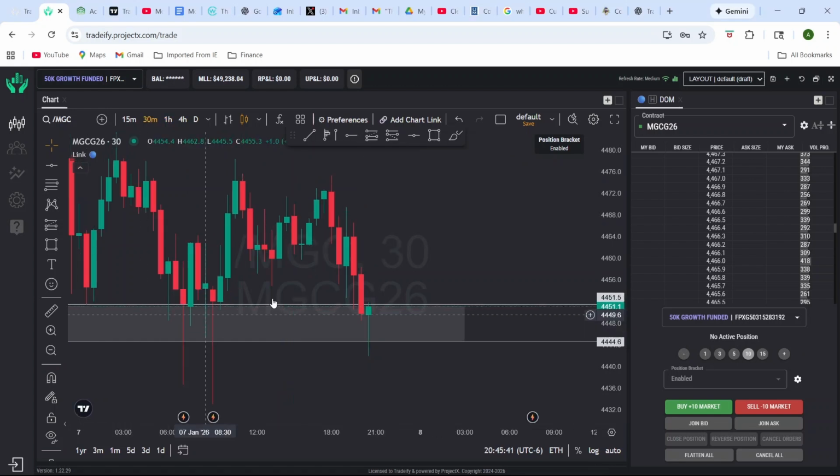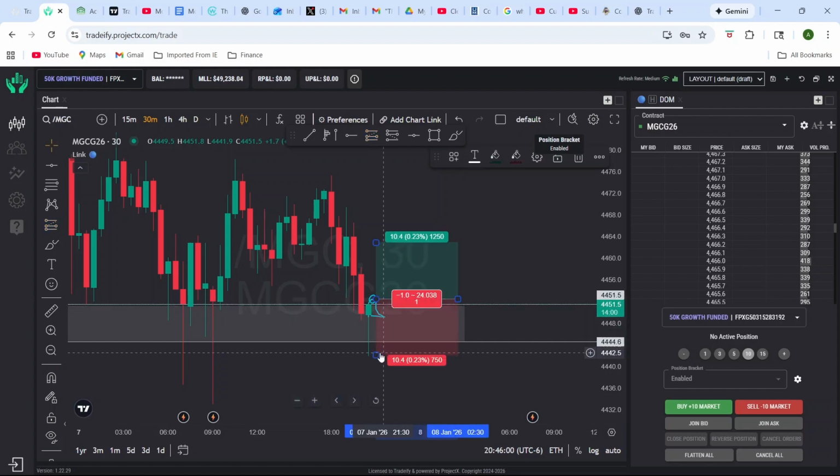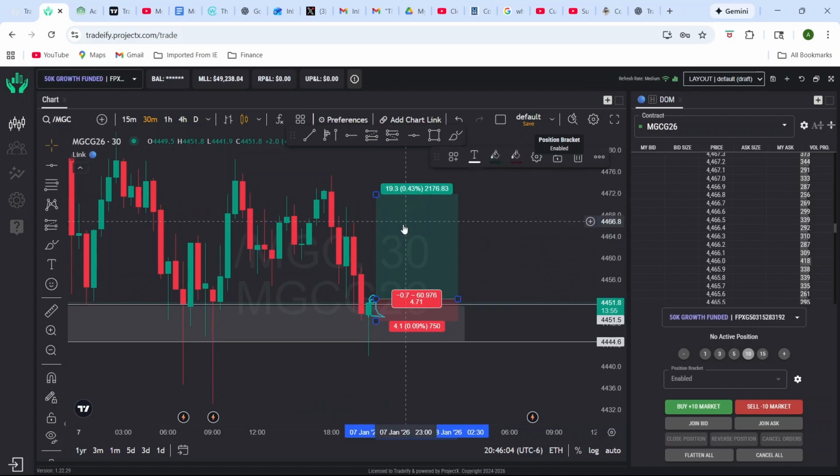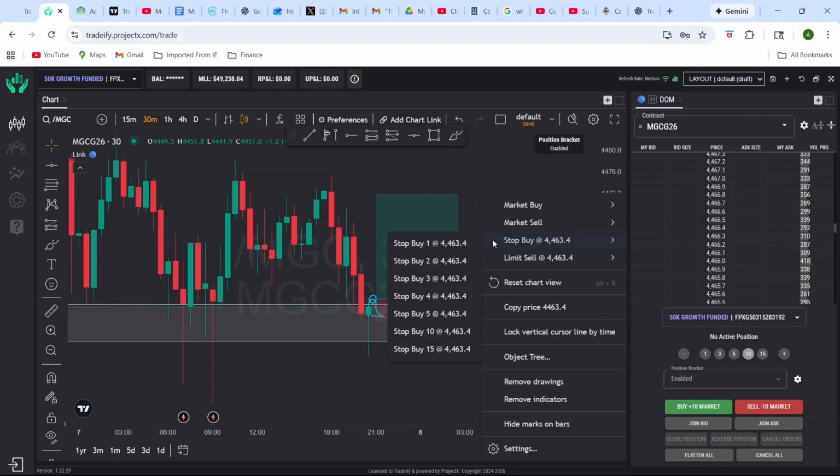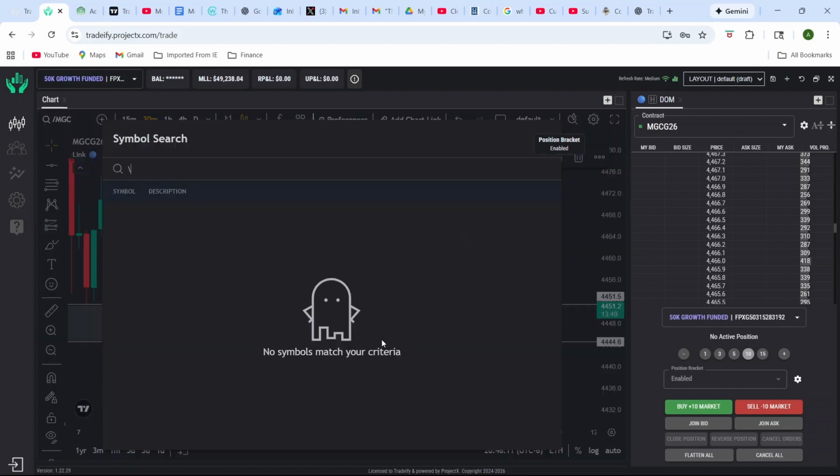Of course, I found the brush, but this is what I'm looking for. It's something exactly like this. If it stays like this and closes something like here with a wick to the top, then I will enter off the break of this high and stop loss somewhere around here, but I'm targeting all of this. So that's what I'm looking for, and if that gives us that, we will be great. We'll be good to go.